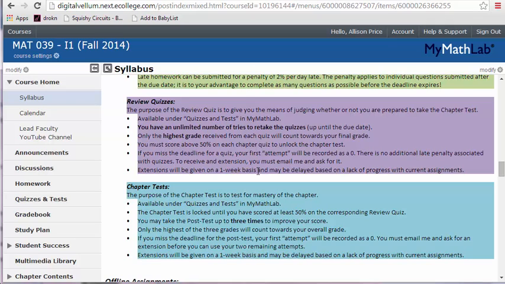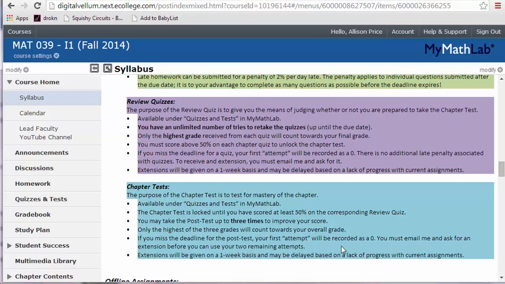The chapter tests are locked until you've scored at least a 50% on one of the review quiz assignments. So if you take your review quiz for the first time and only score 30%, you will not be allowed to take the chapter test until you have retaken that quiz and scored at least 50%. Okay? You have a limit of 3 times that you can complete the chapter test. If you do not take the test for the first time before the due date, the first grade will be recorded as a 0, which means that you only have 2 remaining attempts to take the test.